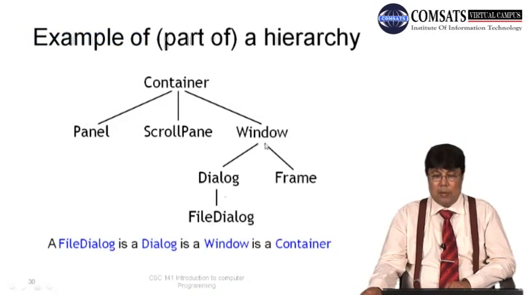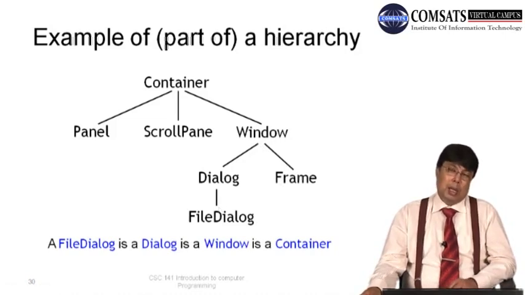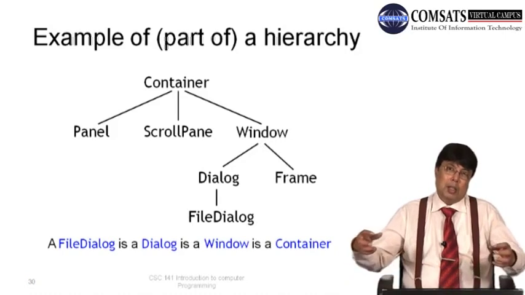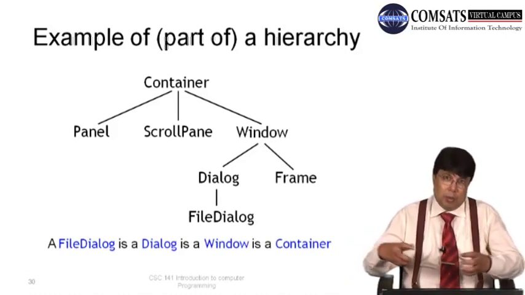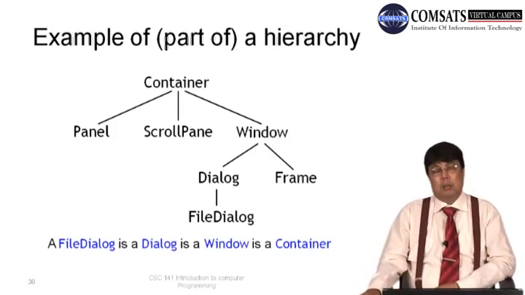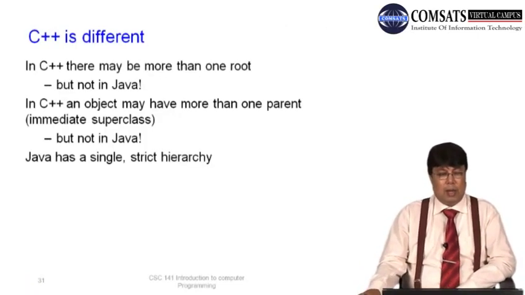from dialog, it will inherit from window, then it will inherit from container. But in C++, you can create a file dialog that might have the features of the dialog, and might have the features of the panel also, might have the features of the frame also. So the object may be created by different classes. Inheritance may be obtained from different classes, and an object can be created. That is the feature of the C++ language.